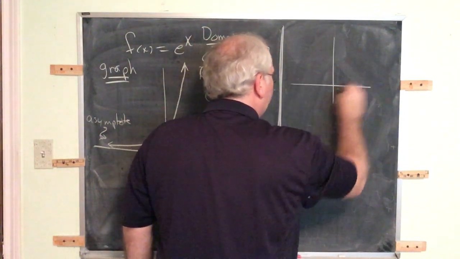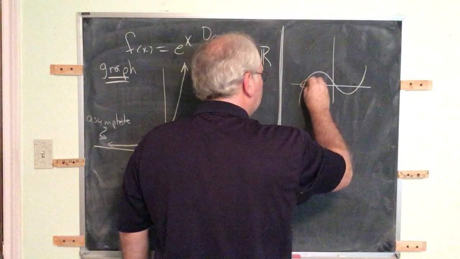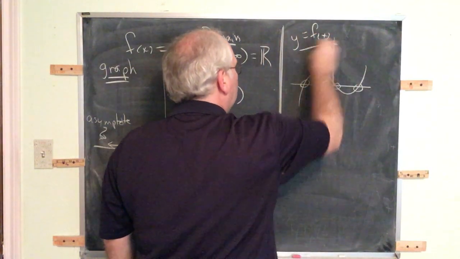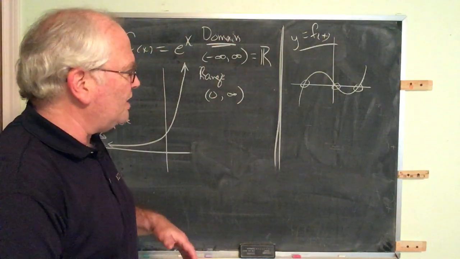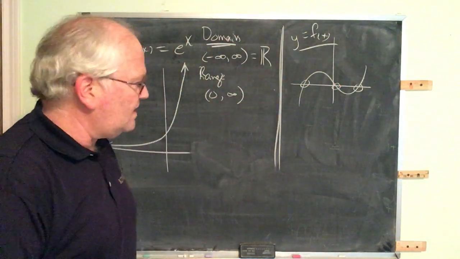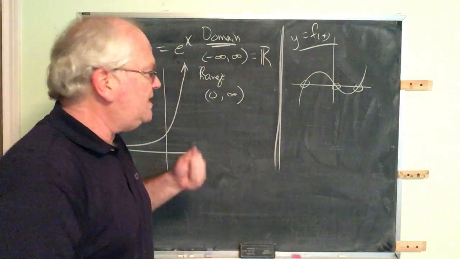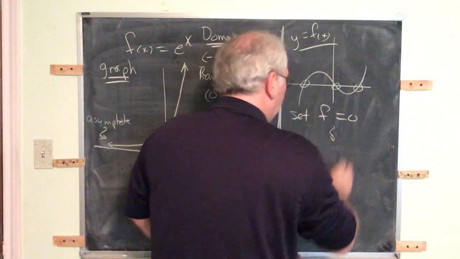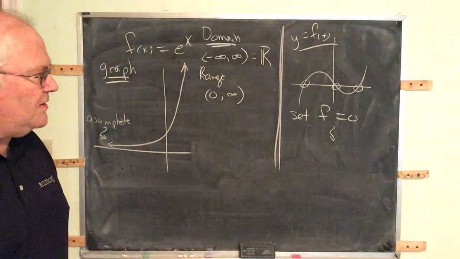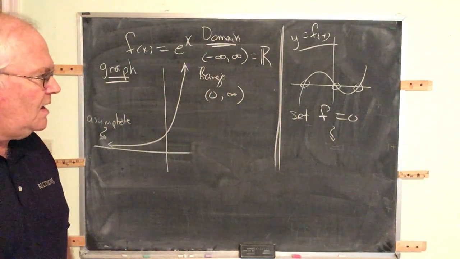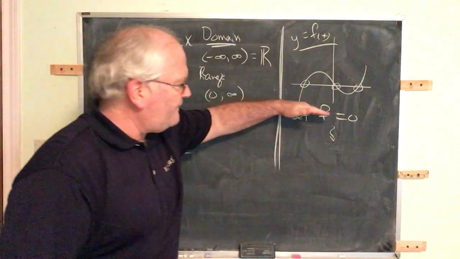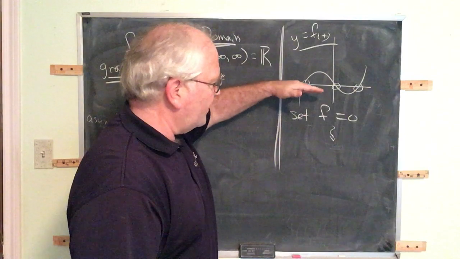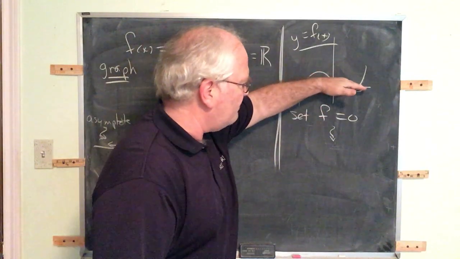Recall that when we graph a function and we want to find the x-intercepts, if this is y equals f of x, some function from back in our basic algebra days, the way that is done is you set the function equal to 0, and then you back solve to find the values of x that make that true. Setting the function equal to 0 is the procedure for finding the x-intercepts.